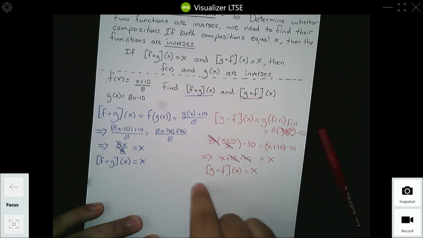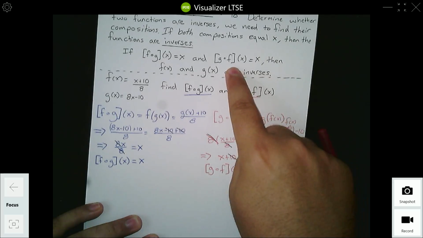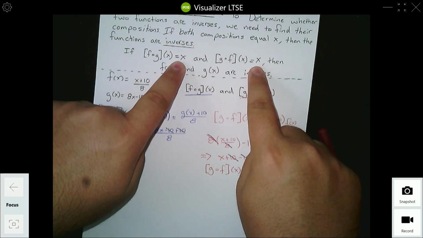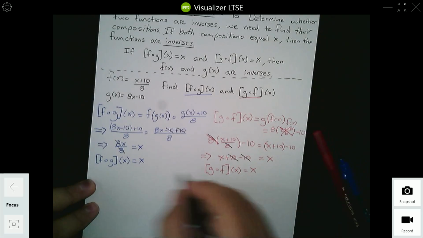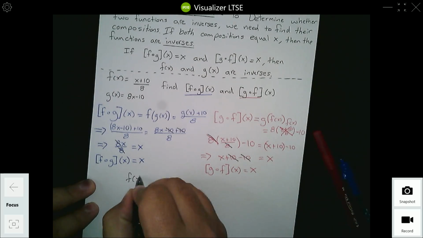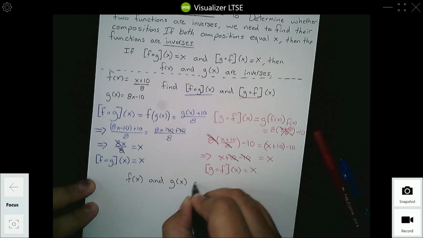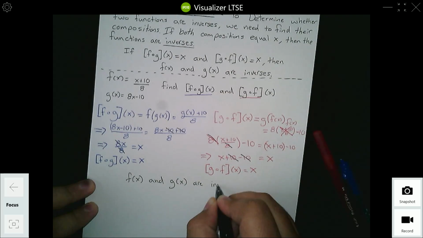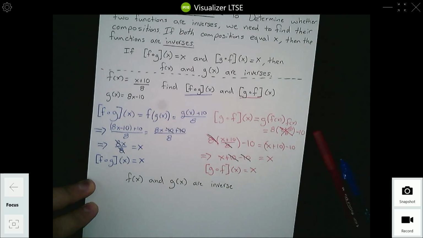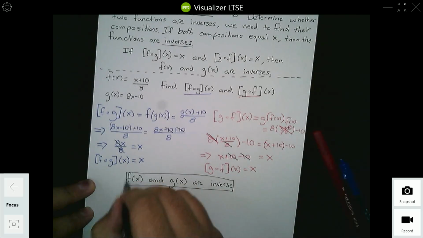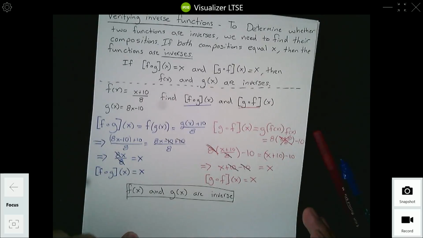So once again, now we have this statement: g of f of x is equal to x. Since both of these terms have been verified now, we can state that f of x and g of x are inverses. We verified it. Okay. So let's look at one more example.